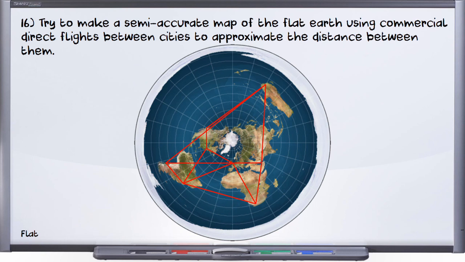And I think you'll find that anything that you can make work on the flat map cannot work on the globe map, because you can't unroll a globe and get the same results. So by doing this, you should be able to show which of these two is accurate.